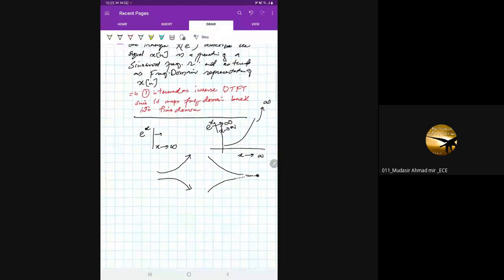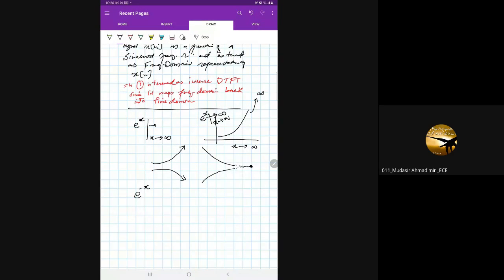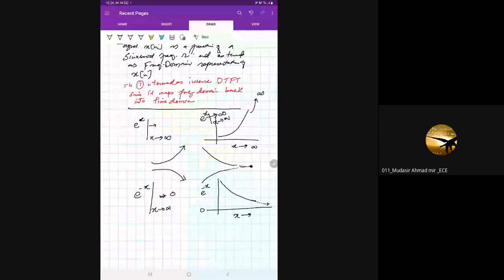So if you have another one, e raised to power minus x, and if x tends to infinity, then it will tend to 0. So e raised to power plus x was going upward, while e raised to power minus x is like this. So this is x and this is e raised to power minus x. If we increase the value of x, then this curve will come down somewhere, it will touch down to 0. Somewhere this becomes 0 at a very large value of x. When x is equal to infinity, e raised to power minus x will be 0. So this is a converging curve.